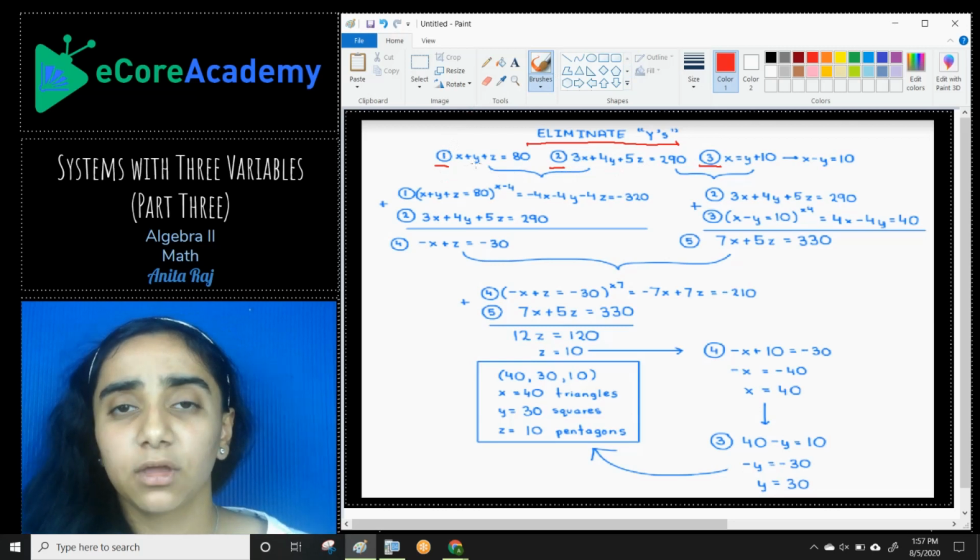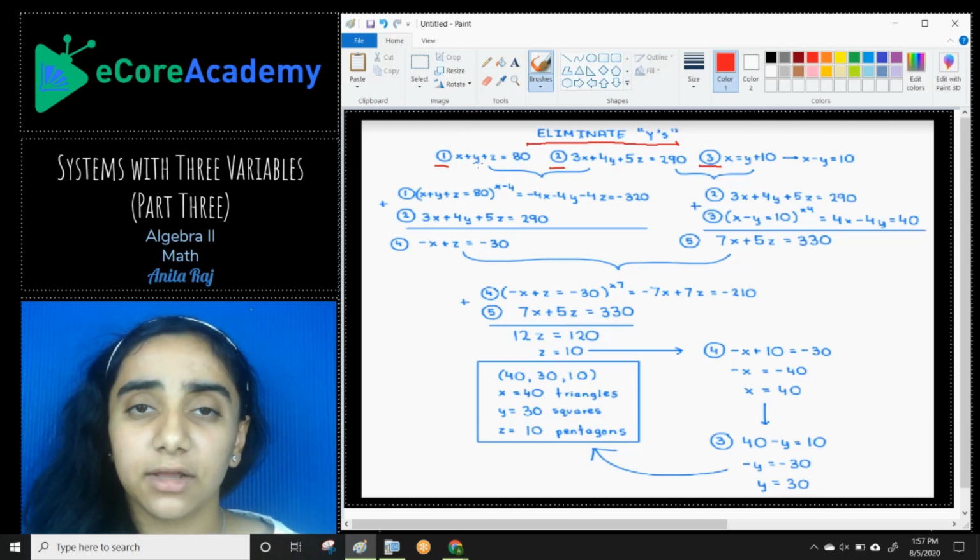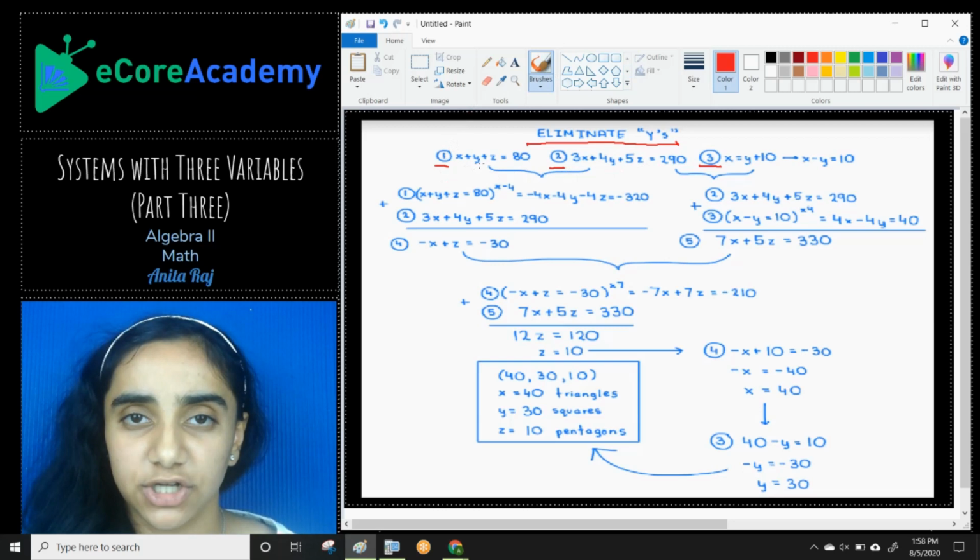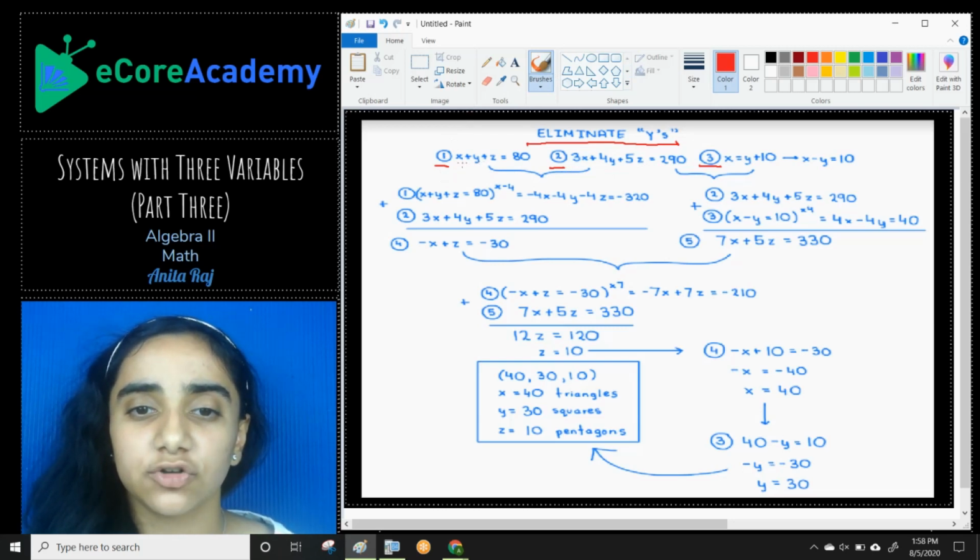So remember, you have triangular, square, and pentagonal shapes, right? And the total is 80. So X represents your triangular, Y represents your square, and Z represents your pentagonal. So together they all should be equaling 80. That's the total amount of actual shapes in the box. So that's how you get this first equation.